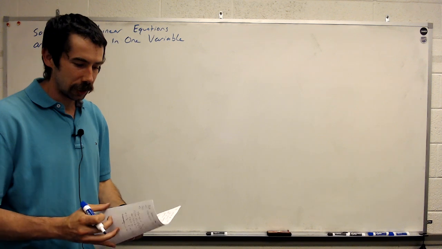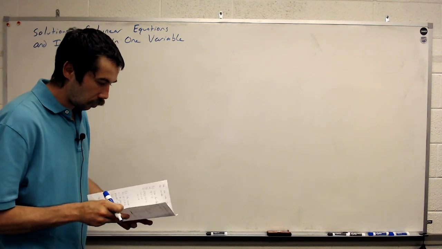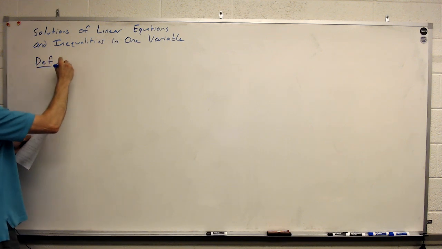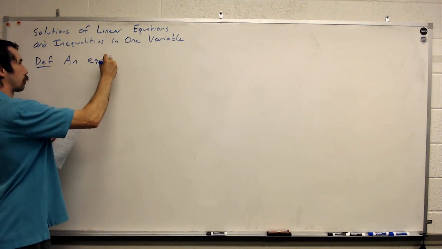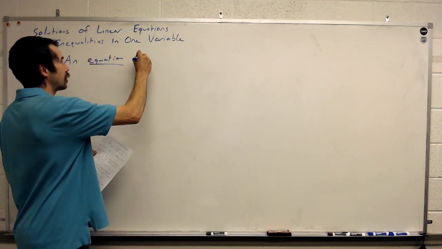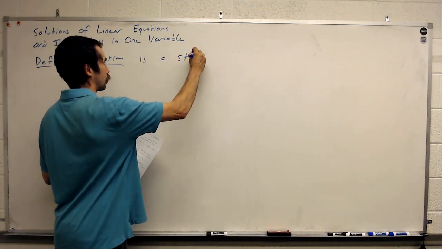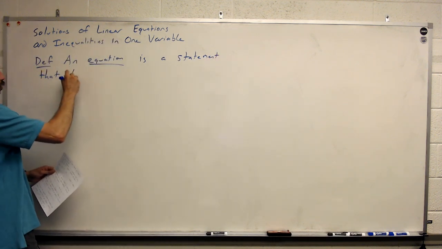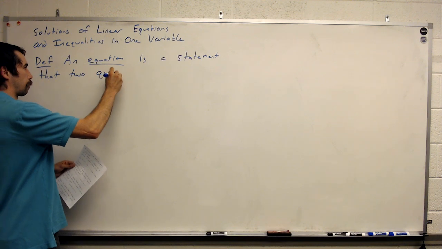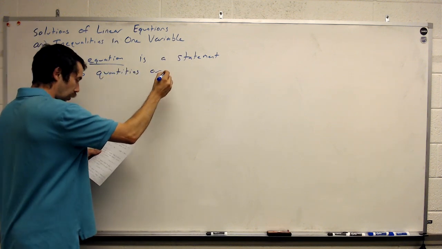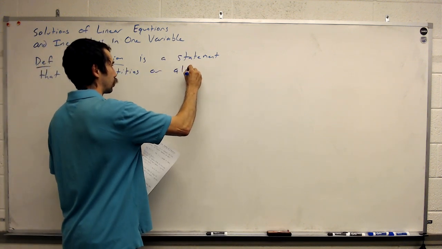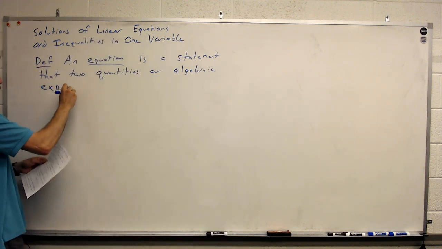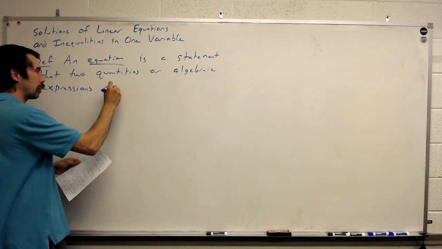Okay, so let's start with a definition. What is an equation? An equation is a statement that two quantities or algebraic expressions are equal.